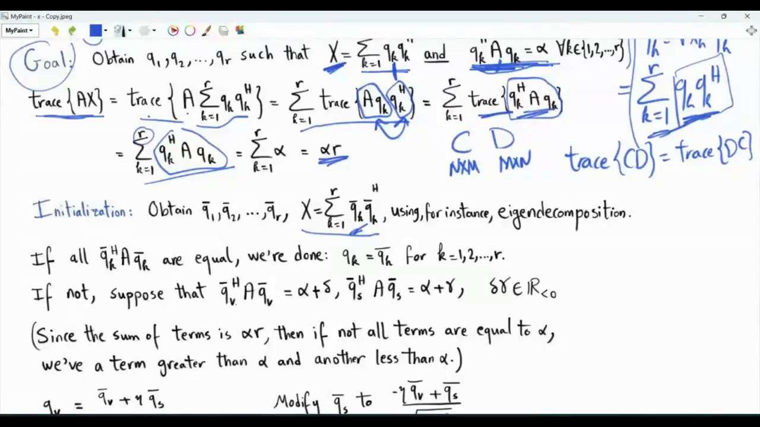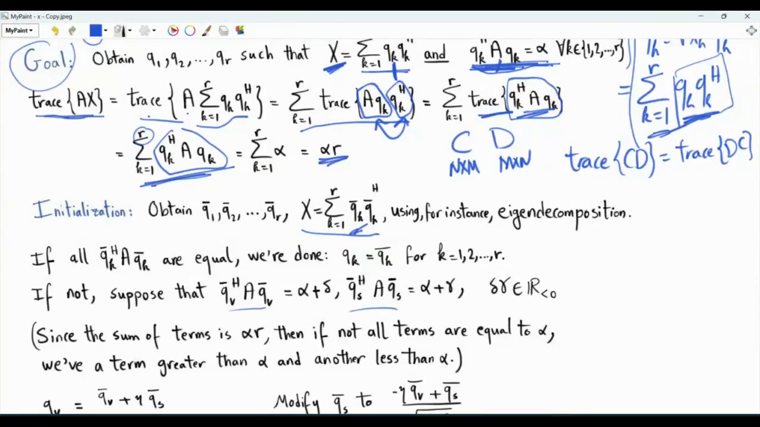Suppose that there is V between 1 and R such that Q bar V Hermitian A Q bar V is greater than alpha. So it is alpha plus delta, and delta is positive. Note that this summation is equal to alpha times the number of terms, which is R, the rank of X. So if there is a term that is strictly greater than alpha, there must be another term, let's say Q bar S Hermitian A Q bar S, that is less than alpha. So this term is alpha plus gamma, and gamma is negative. We can have it the other way.